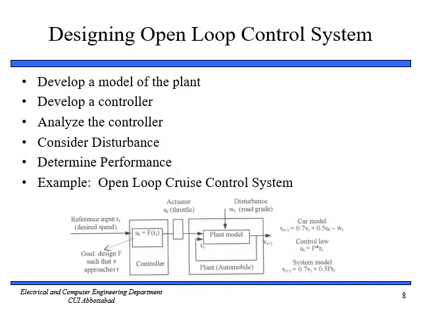So in this slide we will talk about the steps of designing an open loop control system. We are primarily interested in closed loop design in this chapter. However, we will begin by providing a simple example of an open loop automobile cruise control system as shown in the figure below. So these are the steps of designing an open loop control system.